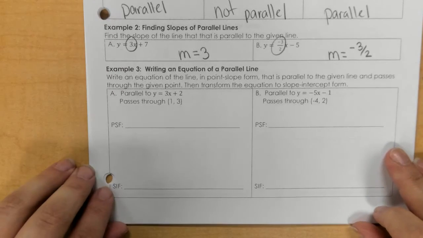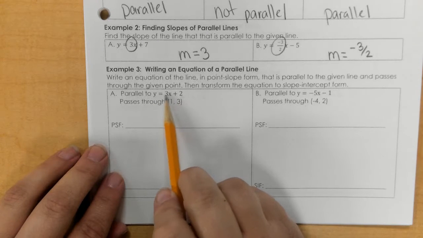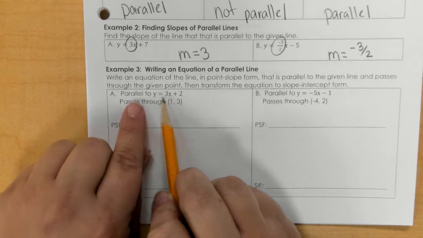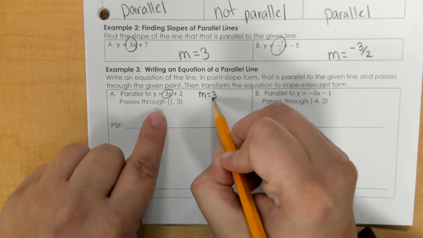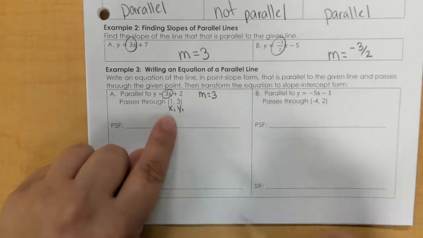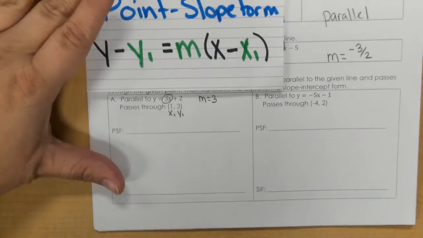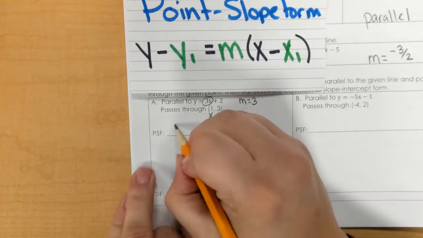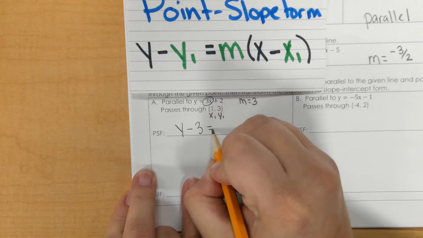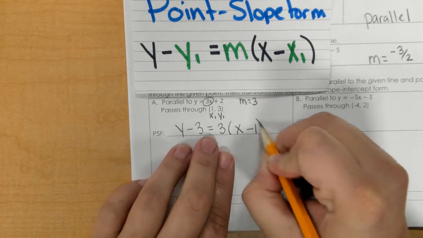In example 3, writing an equation of a parallel line, we have this equation, y = 3x + 2. We want an equation parallel to this equation going through this point. So, if I have 3x + 2, this 3 is my slope. And this point, I can label x1 and y1. And then I can use these numbers and plug them into point slope form. So I would have y minus y1, which is 3, m is also 3, and then parentheses x minus 1.